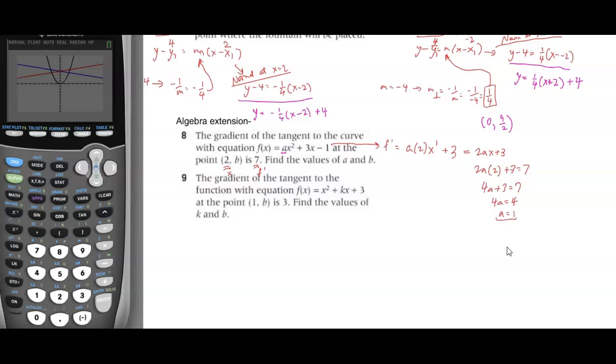Once I know that a equals 1, then it's pretty easy to find the y value. They want to know the b value, which turns out to be the y value of the function when x equals 2. Since I know a equals 1, now it just becomes a calculator problem, right? I can rewrite the function now with the a filled in. So it'd be 1x squared plus 3x minus 1. So let's write that down. Let's put that in the calculator.